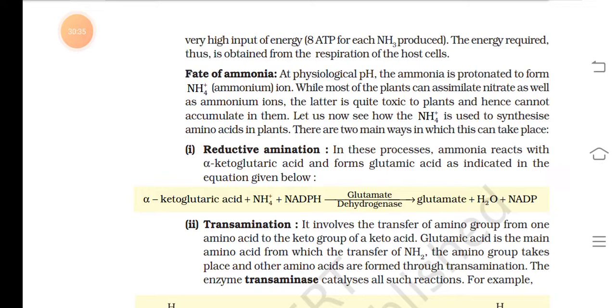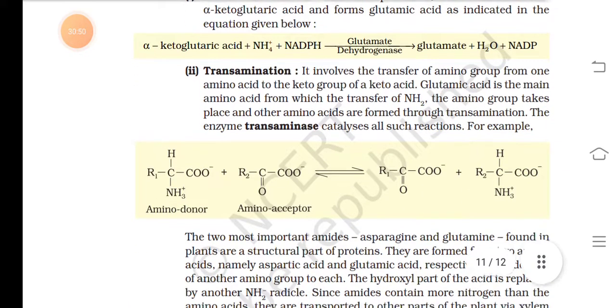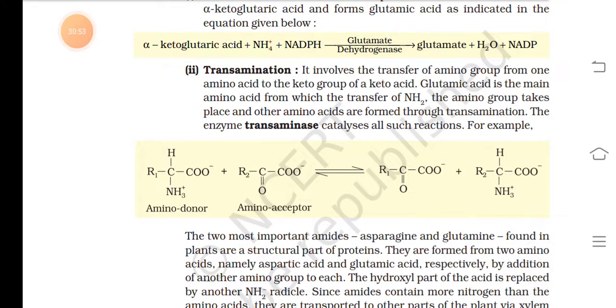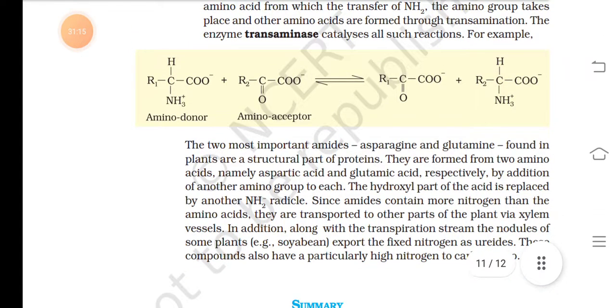First, reductive amination. In this process, ammonia reacts with alpha ketoglutaric acid and forms glutamic acid as indicated in the equation given below. Second, transamination. It involves the transfer of an amino group from one amino acid to the keto group of a keto acid. Glutamic acid is the main amino acid from which the transfer of NH2 to the keto acid takes place, and other amino acids are formed. Through transamination, the enzyme transaminase catalyzes all such reactions.